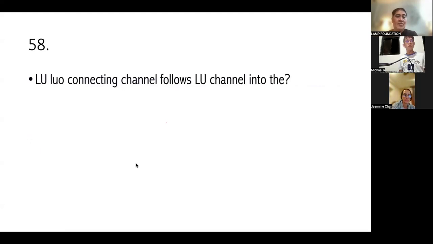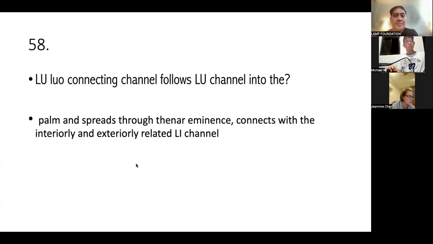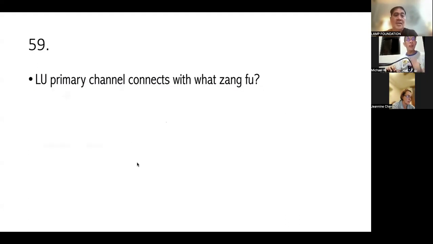Okay, let's go to number 58. The lung Luo connecting channel follows the lung channel into where? At the palm, spreading through the thenar eminence, then connects with the LI channel. Okay. The lung primary channel connects with the stomach, the large intestine, and the lung.